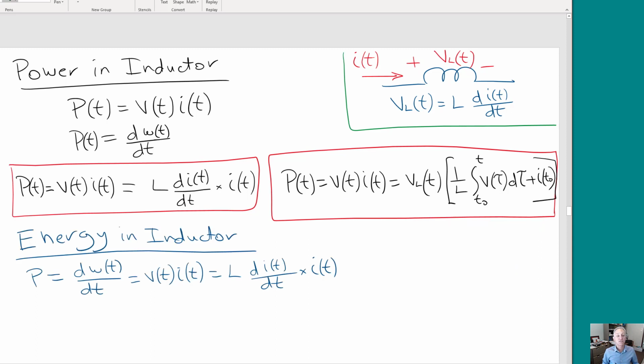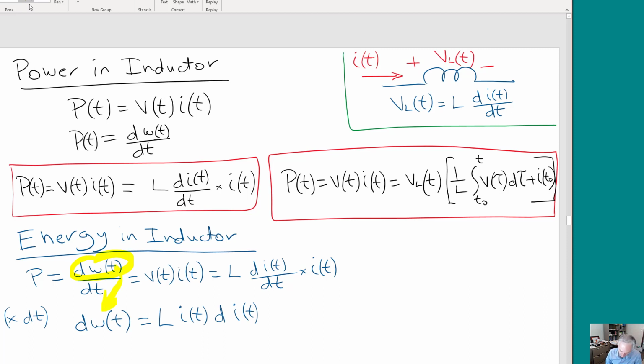Now let's find the energy in an inductor. We know the relationship: power is equal to the change in energy with respect to time, and it's V times I, and this is our expression, V times I in a more expanded form. Then if we multiply by the differential of time, we get this down here, just by a little bit of rearranging over here.